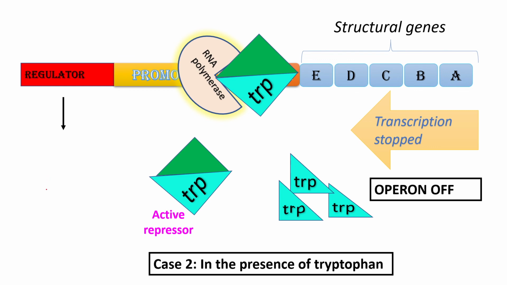To summarize, the tryptophan operon was earlier in an on condition, and now it is turned off. How is it turned off? With the help of tryptophan itself. So this is all about the tryptophan operon. We studied how the tryptophan operon acts and what the structure of the tryptophan operon is. I hope the concept of the tryptophan operon is clear with this video.